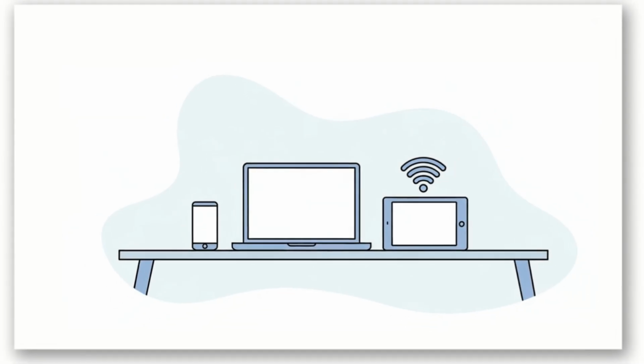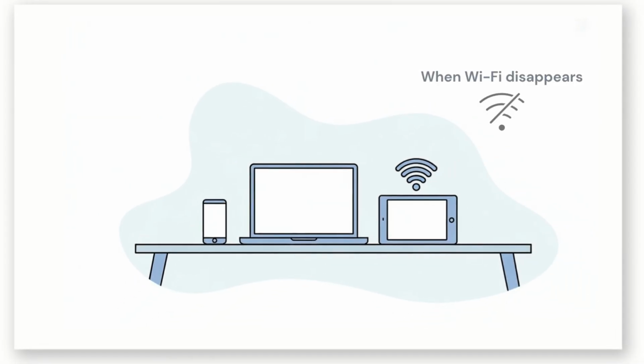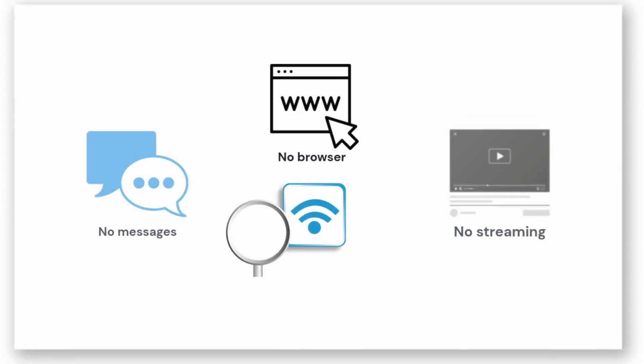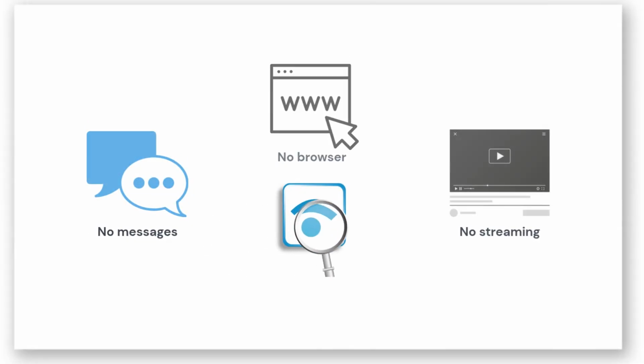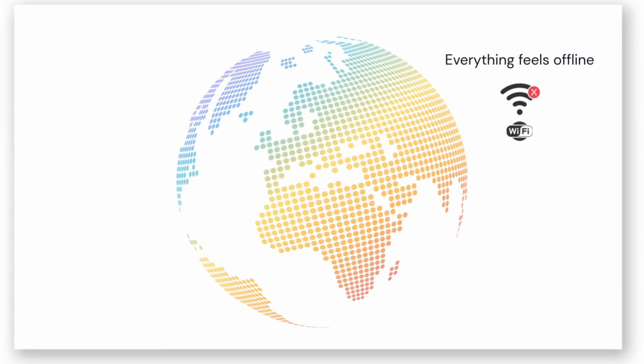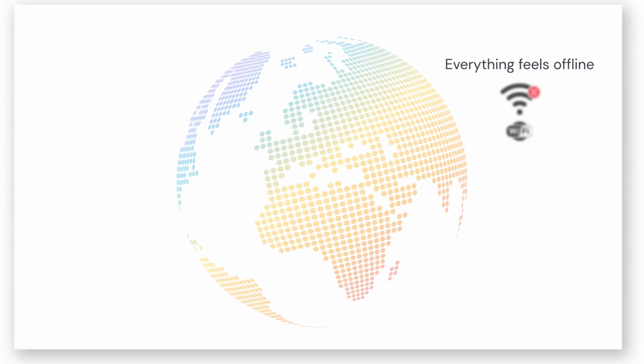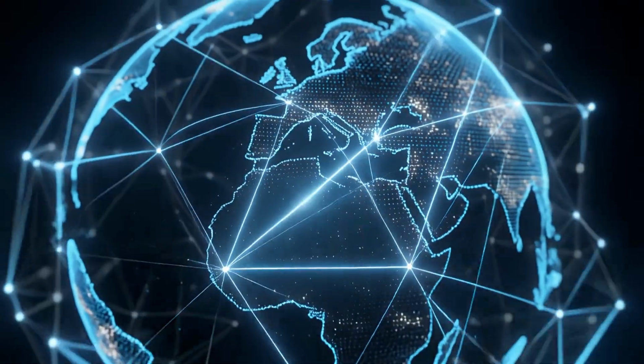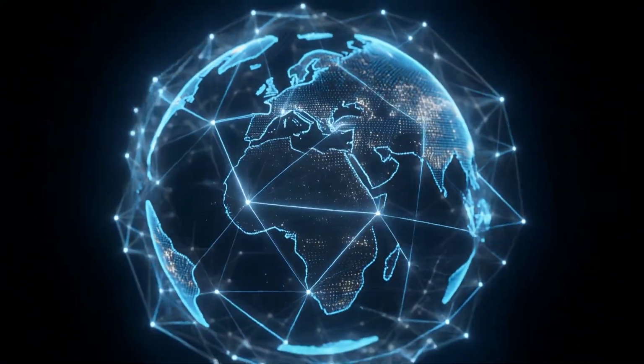Imagine this. You sit down to watch a video, send a message, or upload a file, and suddenly nothing works. No messages, no browser, no streaming. It feels as if the world has gone offline. When your Wi-Fi stops, almost everything you do on your devices seems to freeze. But what is actually happening in the air around you when it does work?